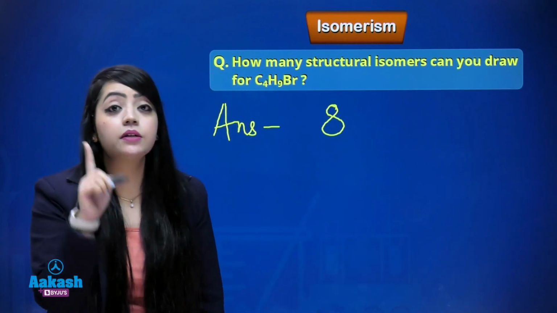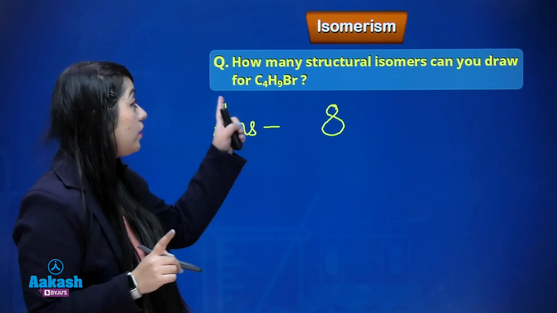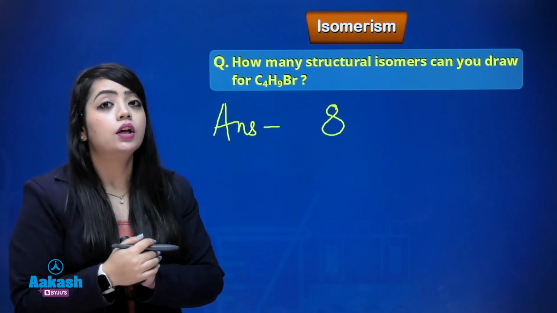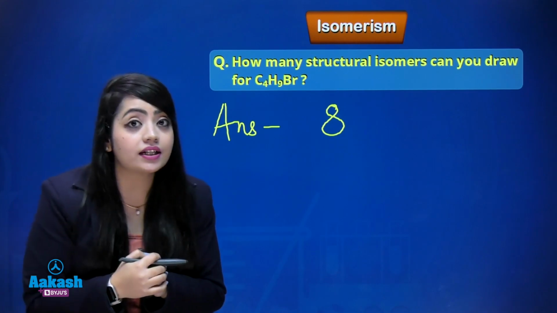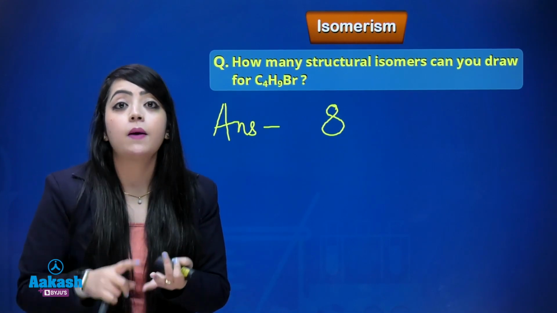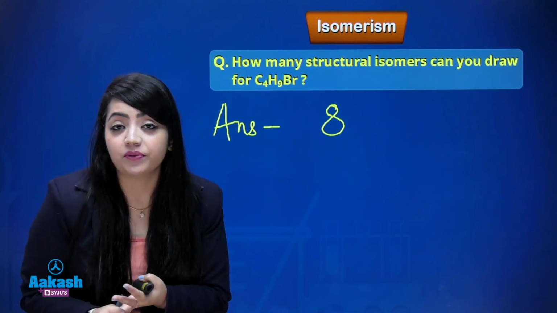There will be 8 possible structural isomers for C4H9Br, right? तो हम 8 तरीकों से इस chemical formula को arrange कर सकते हैं. The formula will be same, but the structure would be different, right students?